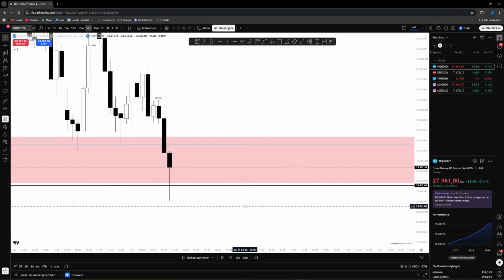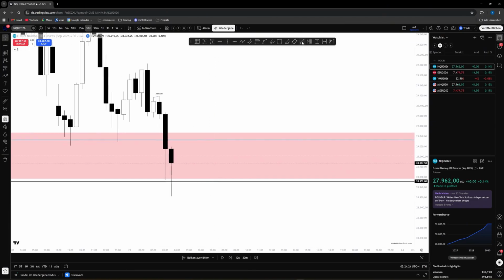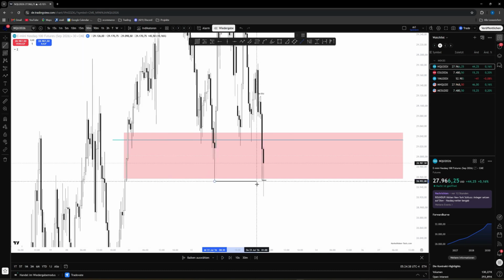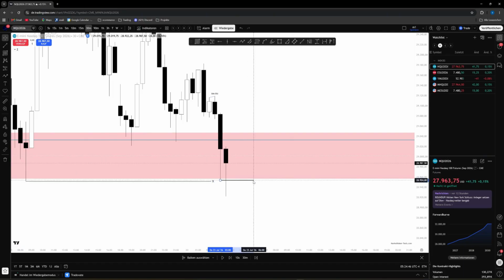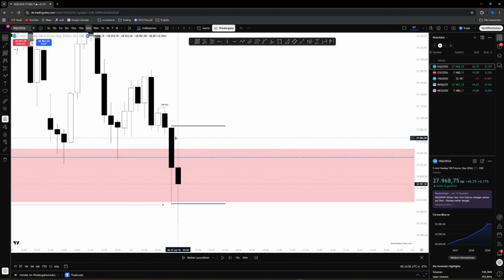Next, we go into the 30-minute time frame, and here we can already see the CRT sweep. What is a CRT sweep? That simply means that we close within the range of the previous candle. I'll mark it more clearly. Here we have the sweep. Sweep, and then we close within the previous range, within the previous candle, and that's all you need.